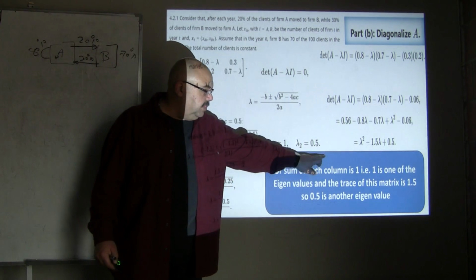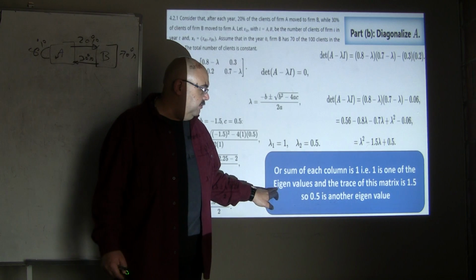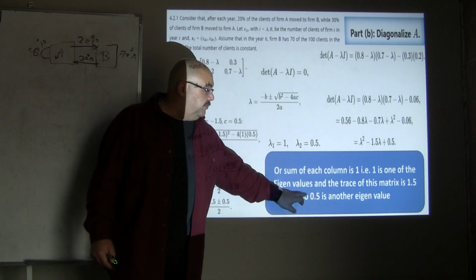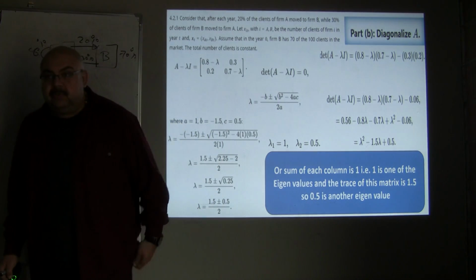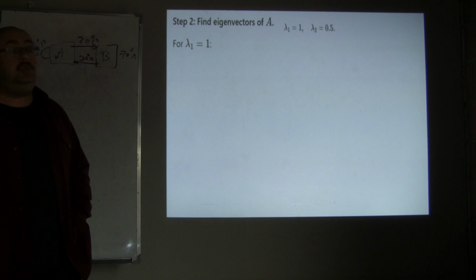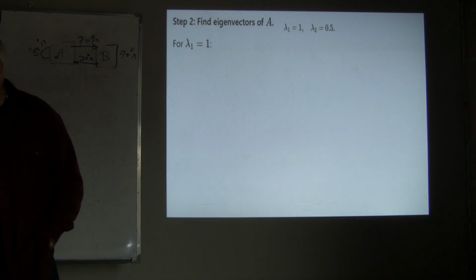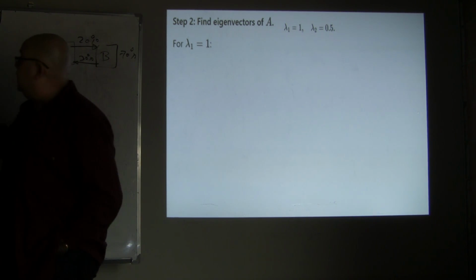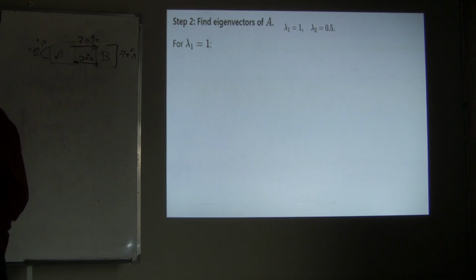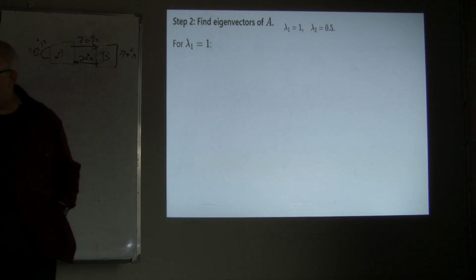Sum of each column is equal to 1, so 1 is one of the eigenvalues. And the trace is 1.5. So 0.5 is another eigenvalue for this problem. Of course, after this, I will go to get the eigenvectors. How to get the eigenvectors? I will use exactly the same method. Okay? So it's going to be the matrix. This is lambda equal to 1, and then I will use lambda equal to 0.5.